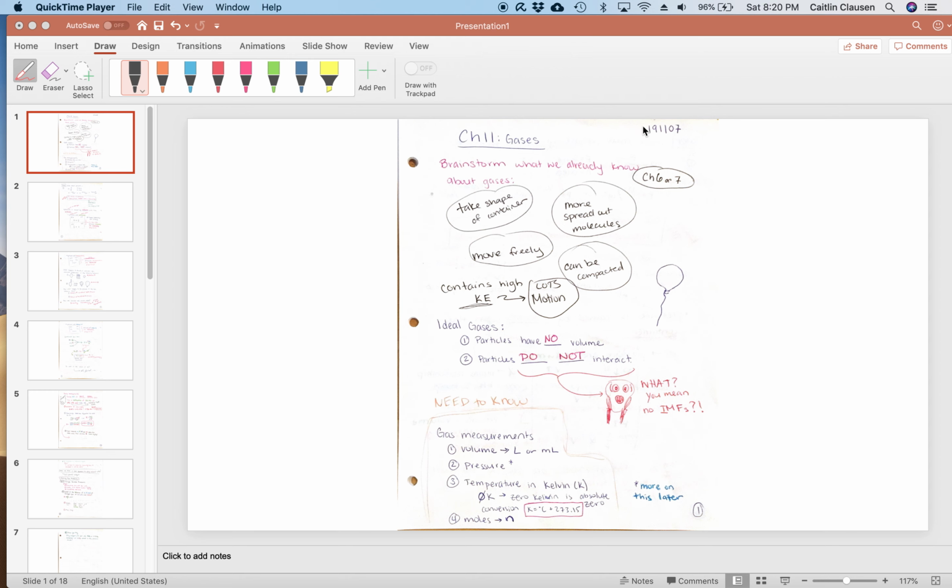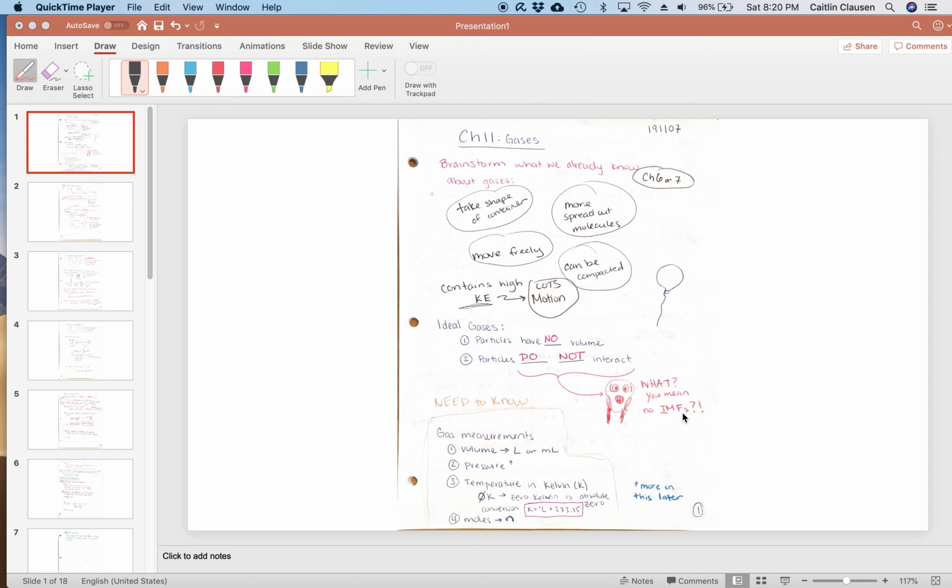Last Thursday, on the 7th, we started chapter 11. We brainstormed what we already knew about gases, and we used that information and applied it to learning more about ideal gases specifically. So these are instances where gases are behaving more like noble gases, where the particles have no volume and the particles themselves do not interact.